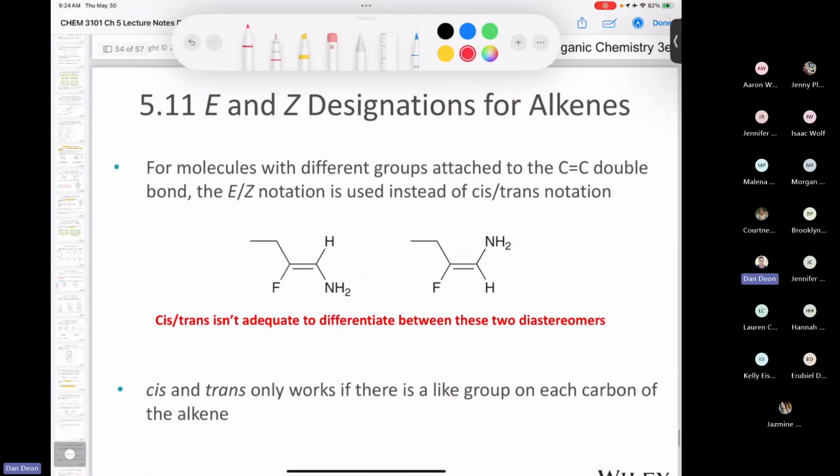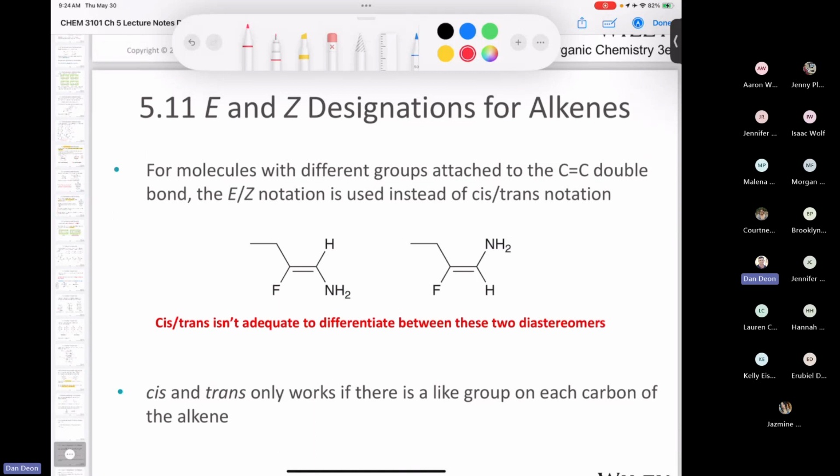And then the last section is actually very, very important. So if you've fallen asleep, wake up now, because the designation of E and Z is super duper important. Okay, everybody has to know how to designate E and Z in organic chemistry. And it's just a way of distinguishing between diastereomers that you can't use cis and trans for.